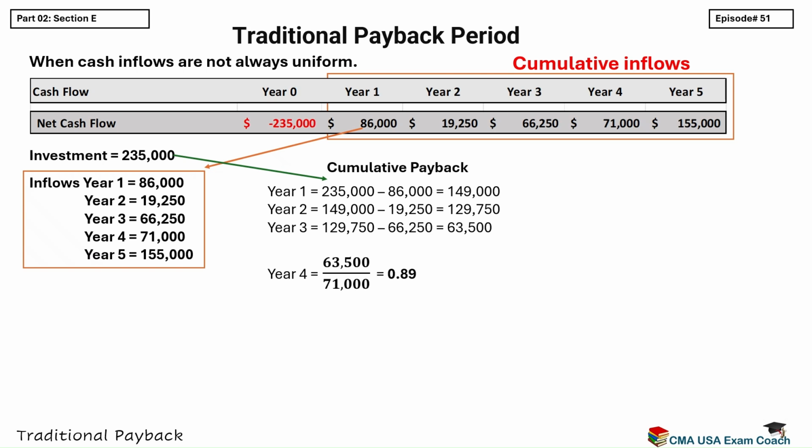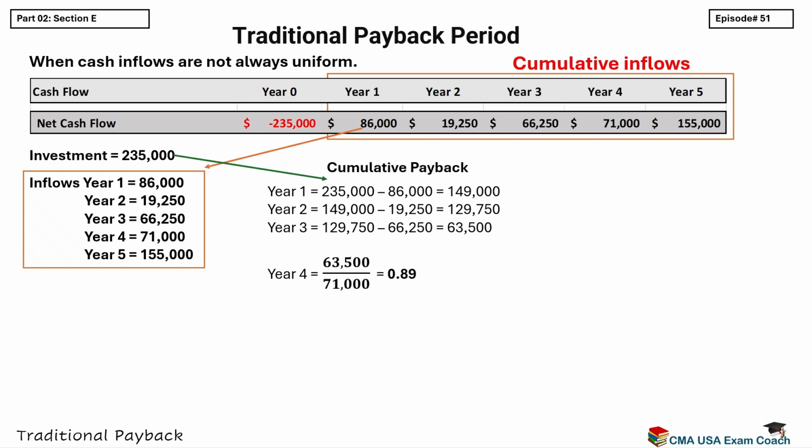$66,250. In year 4, without any additional investments, the inflow is $71,000. Finally, in year 5, we have the last year of operations, plus the recovery of working capital and the proceeds from the disposal of the machine, giving us a total inflow of $155,000. Now let's calculate the cumulative payback period.